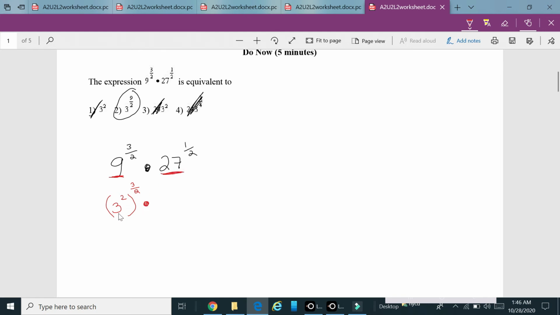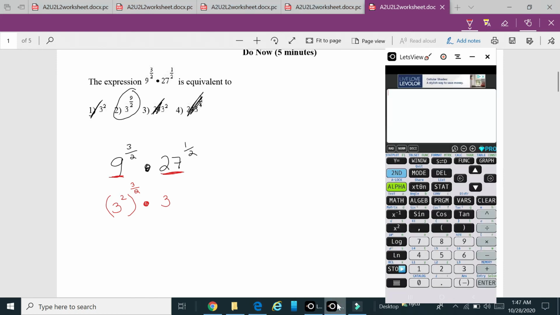now I have a base 3, and the only way I could make that 27 work to get one of these fractions here is if it has to be a base 3. Now, this is the hard part. How many 3's multiply to give you 27? The way I'm going to do it, I'm going to get the calculator out and type in 27.